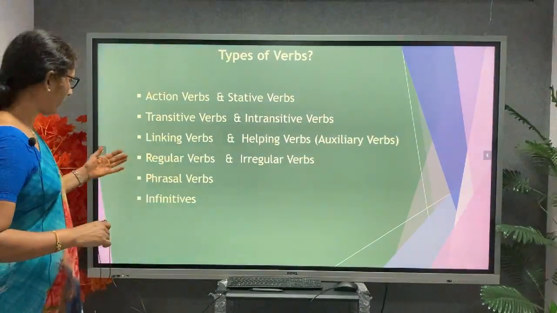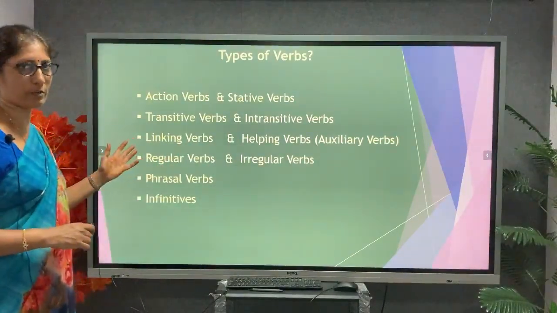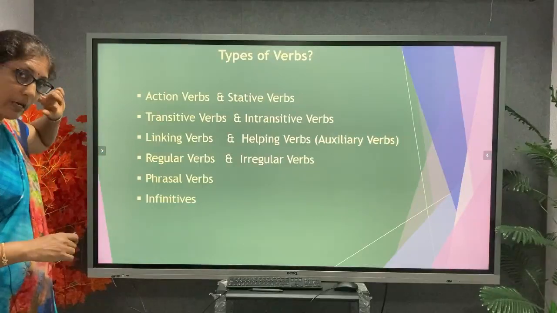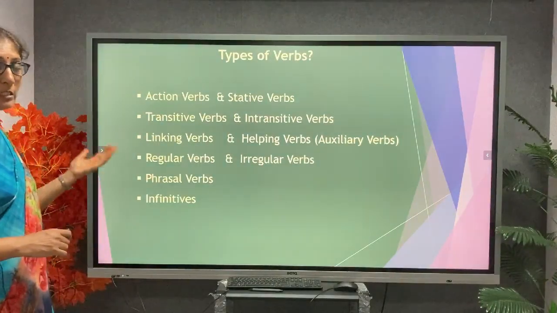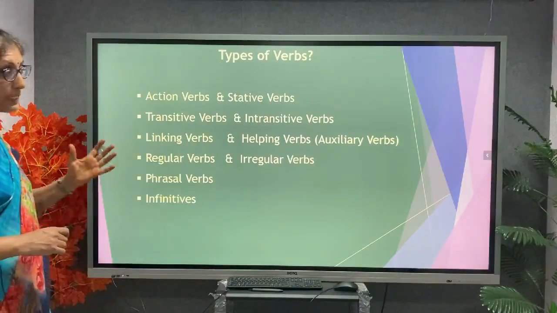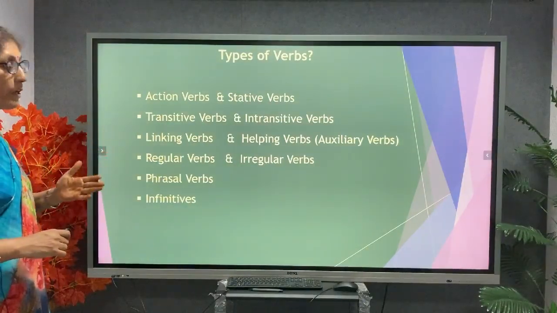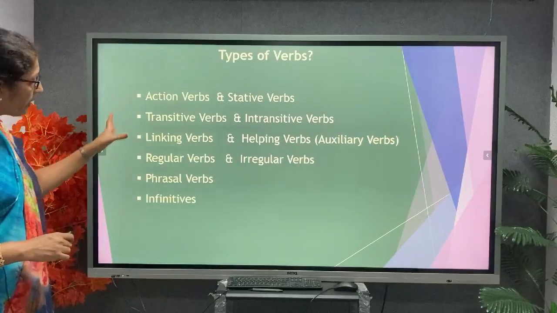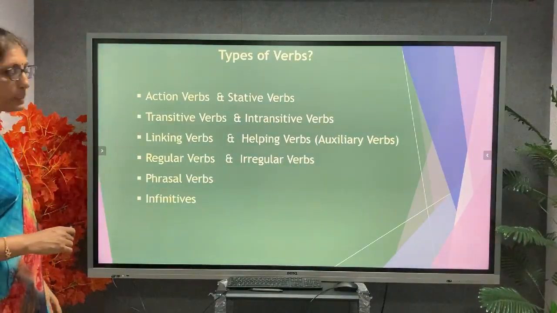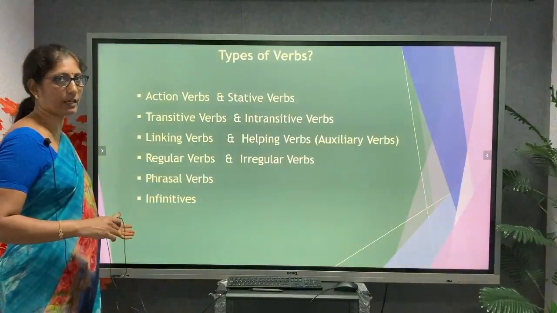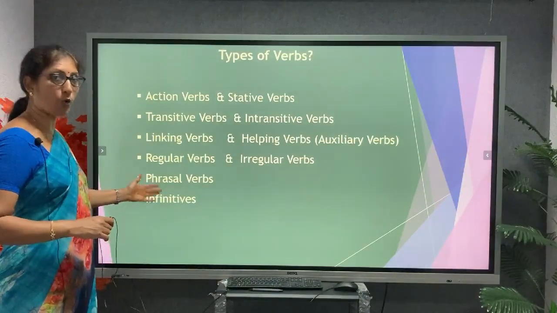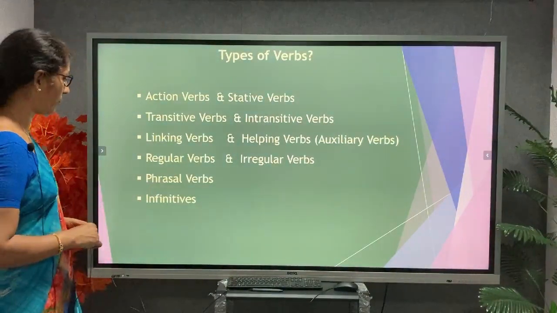irregular verbs, phrasal verbs, infinitive verbs. So at the beginning of the PPT, we already discussed ten sentences with different roles of the verb. When we consolidate all those things, we get these six varieties, six roles.